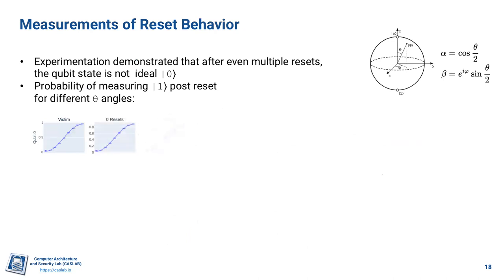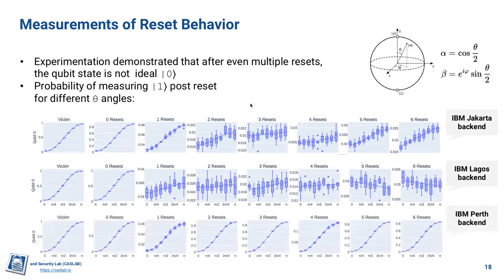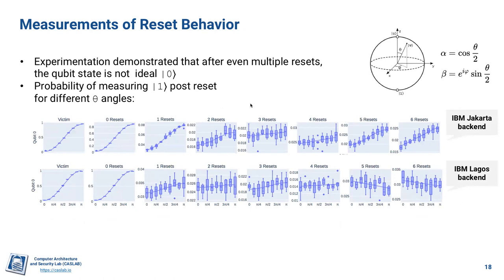And these are maybe the most exciting graphs that we collected from the machines. And I want to also always acknowledge IBM for giving us access to the machines. So the x-axis is the theta angle. If the theta angle is zero, you're pointing up and your state is zero. If the theta angle is pi, you're pointing down, and your state is one. And then these graphs show the probability of measuring a one state after the reset.